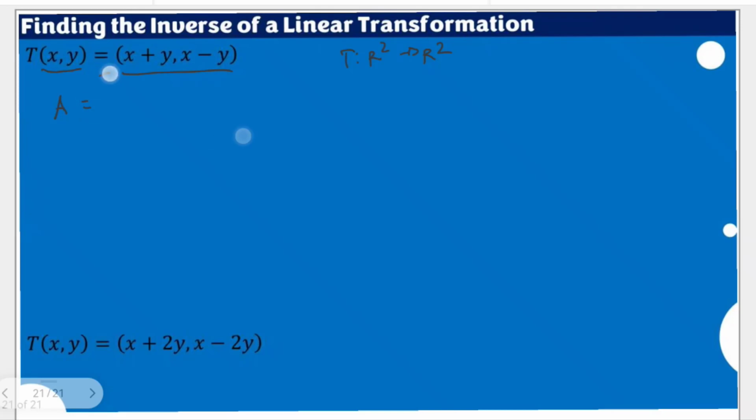Since we know that this is a 2 by 2 matrix, there are two columns. The first column would be for the coefficients of x, the second column would be the coefficients of y. So our first entry is x plus y, so you have 1x plus 1y. As for the second, you will have x minus y, that means you have 1x minus 1y. This is now the standard matrix for the linear transformation T.